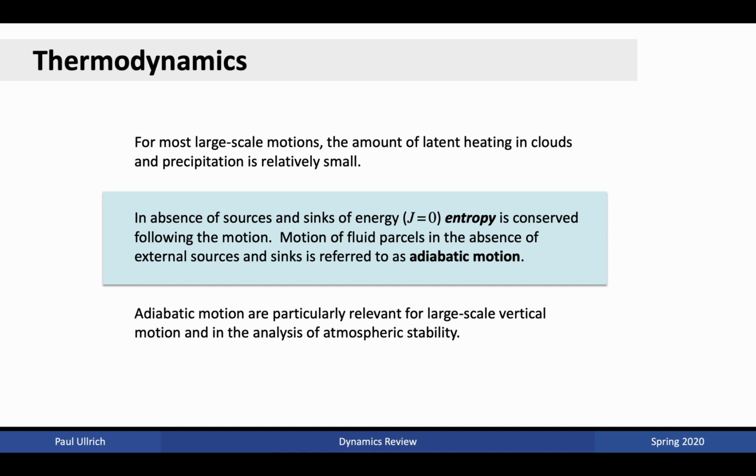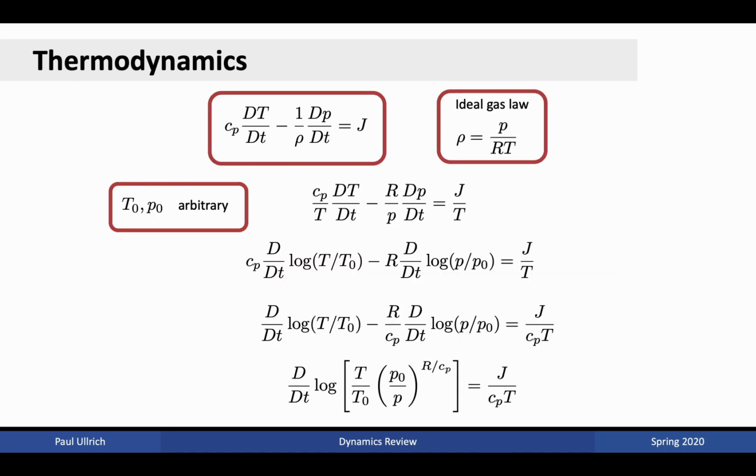The motion of fluid parcels, in the absence of these external sources and sinks of energy, is referred to as adiabatic motion. So adiabatic motion is particularly relevant for large-scale vertical motion and in the analysis of atmospheric stability. This is actually the type of motion that is analyzed almost exclusively in the Introduction to Atmospheric Dynamics class that is featured alongside these lectures. If you need to review adiabatic motion, I suggest you go back to the Introduction to Atmospheric Dynamics lectures and watch some of those videos.